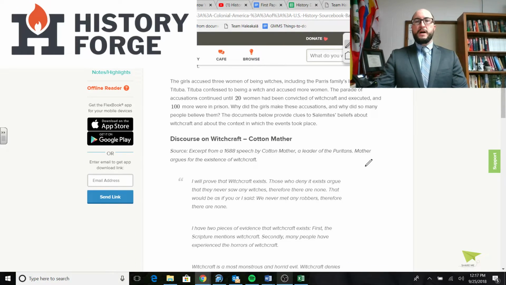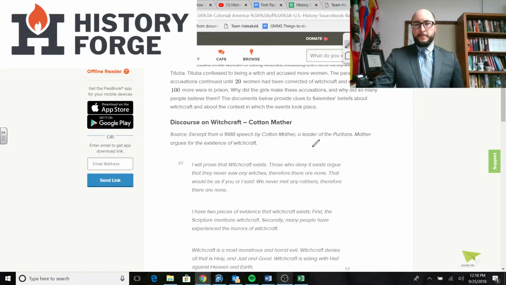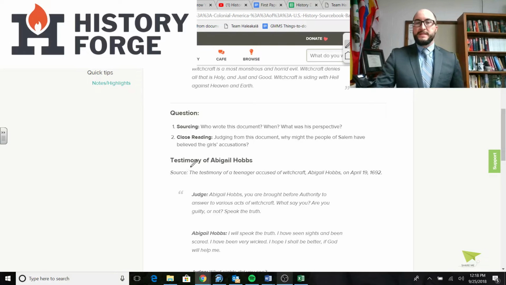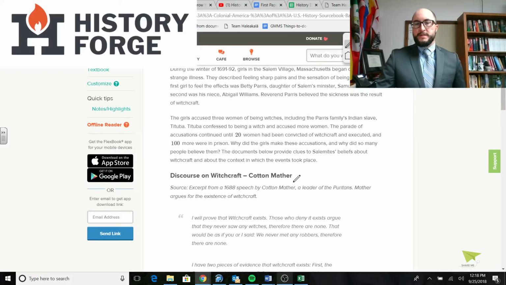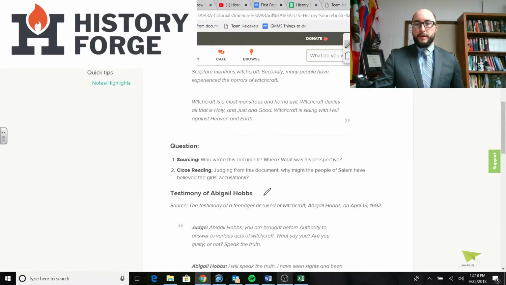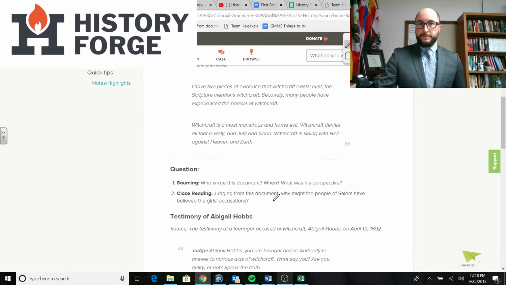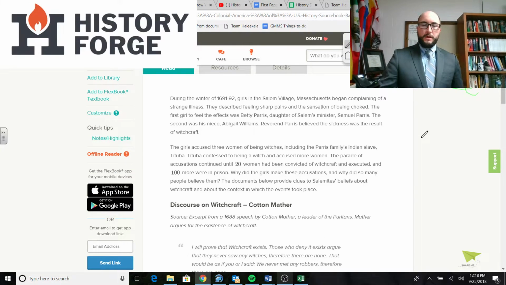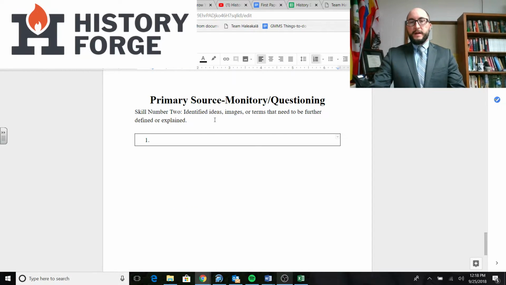And as I scroll down, you should be able to see the primary sources. So you have one here from Cotton Mather. And if I keep scrolling down, there's another one that says Testimony of Abigail Hobbs. Both of these people were associated with the Salem witch trials. Cotton Mather was a leader of the Puritans, and Abigail Hobbs was one of the women that was convicted. So we're going to just read this a little bit right now, and then we'll go into the primary source. And again, we're looking for identifying ideas, images, or terms that need to be further defined or explained. So these are things that we don't know because we just lack the experience.